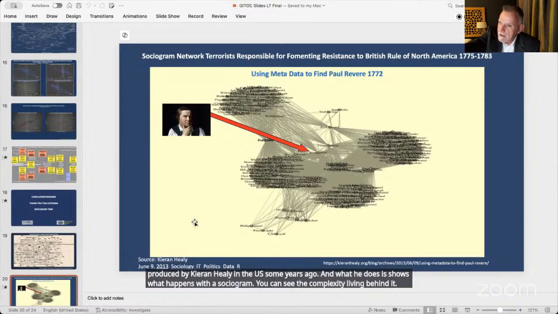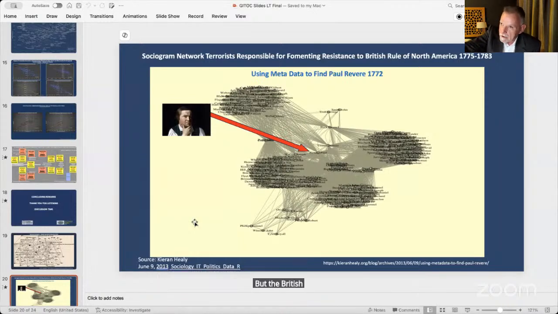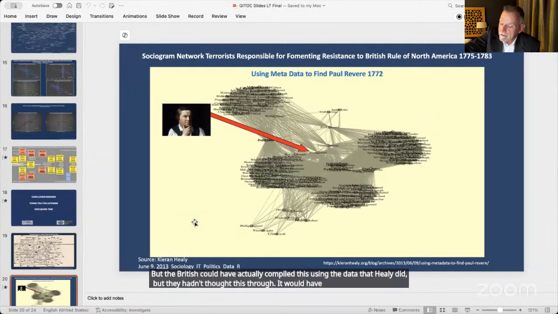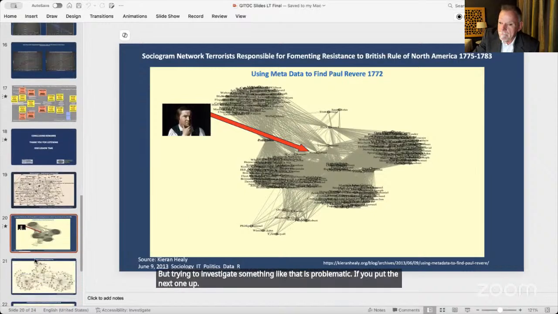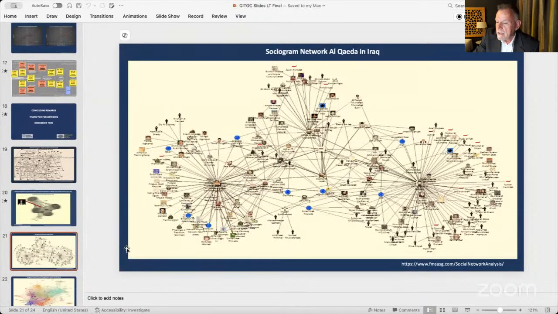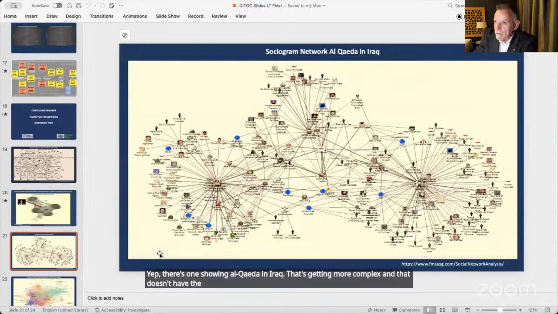The British could have actually compiled this using the data that Healy did, but they hadn't thought this through. It would have taken a long time, and it would have been very difficult at the time, because guys like Paul Revere would have been keeping his identity secret. Trying to investigate something like that is problematic. If you put the next one up, yep, there's one showing Al-Qaeda in Iraq. That's getting more complex, and that doesn't have the foot soldiers in it. Put the next one up, please.